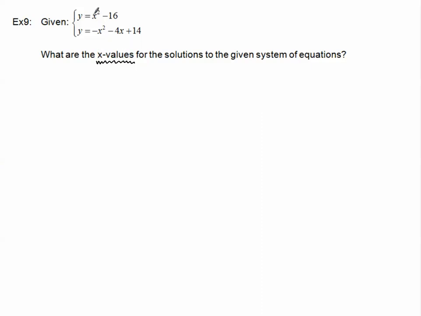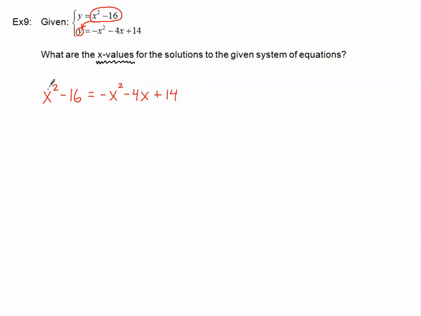I do see that y equals this and that y equals this. So I could really substitute for either one. I'm just going to take the first one, this x squared minus 16, and I'm going to substitute it into the second equation in place of that y. So the x squared minus 16 will take place of that y, and then equals the rest of this, negative x squared, negative 4x, positive 14.